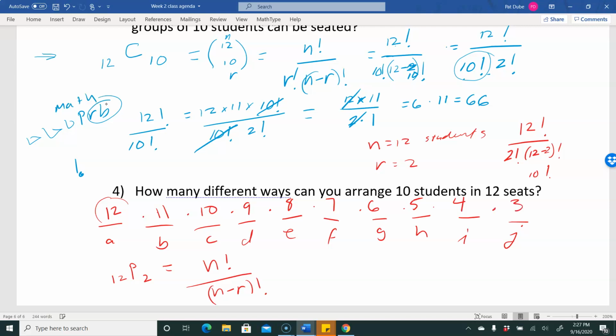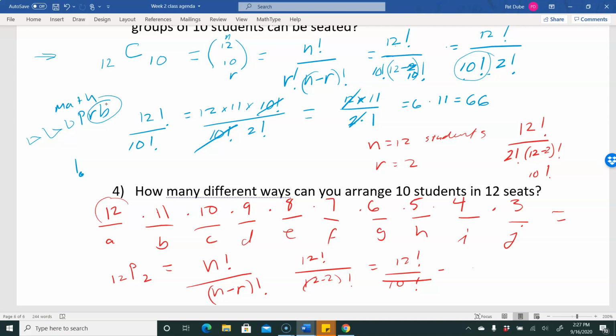And what you notice is I'm missing the 2 and the 1 for 12 factorial. Well, 12 factorial over 12 minus 2 factorial is 12 factorial over 10 factorial. Sorry. Yeah, over 10 factorial. No, that's not right. This is right. So it should be 12 factorial over 2 factorial.